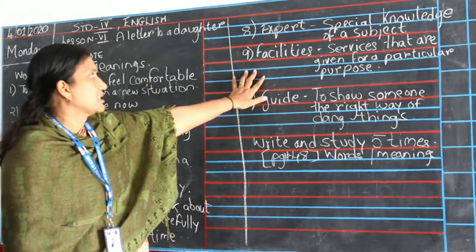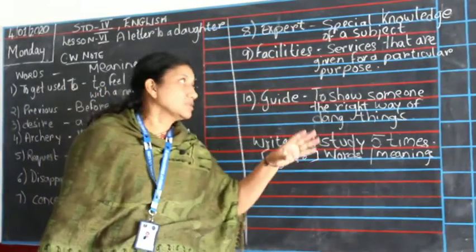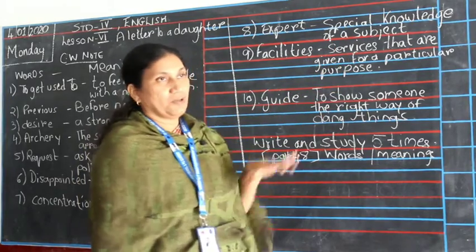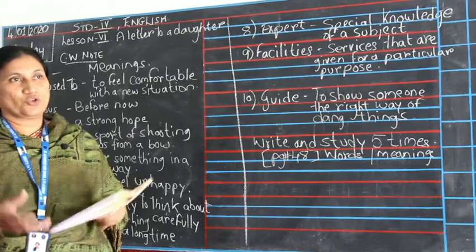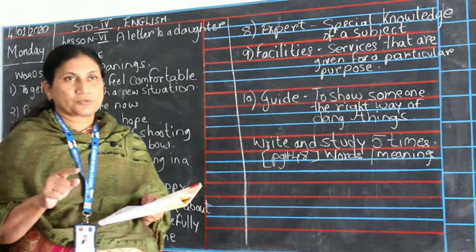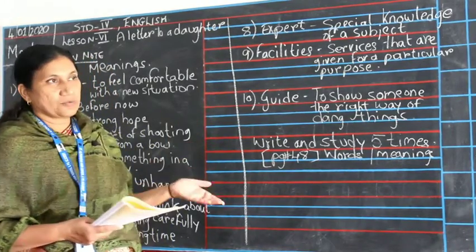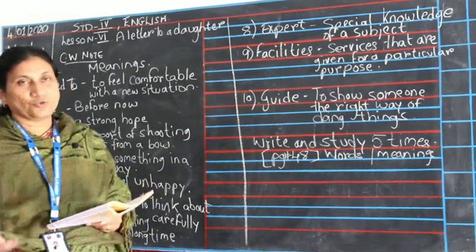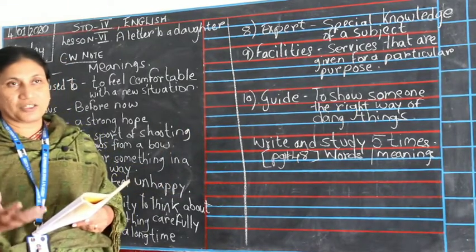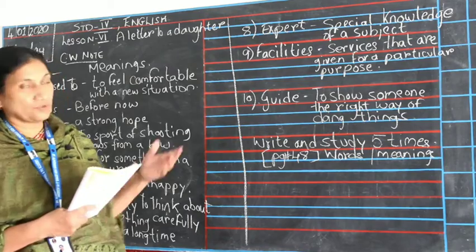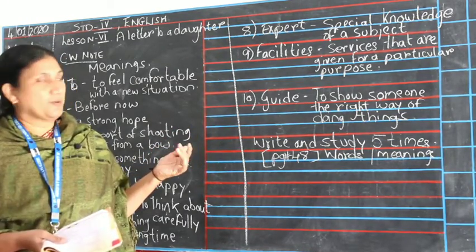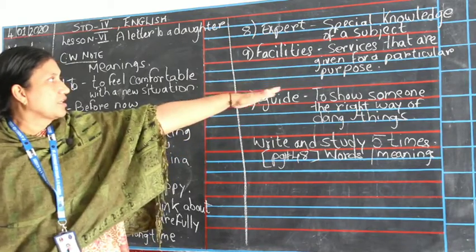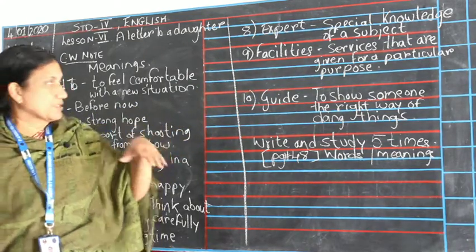Ninth one, children, facilities. Facilities means the services that are given for a particular purpose. Now children, school is a facility. You come to school to do what? You come to school to study. So you come to school to study means a school is giving you services. The school is providing you knowledge. It gives you a lot of knowledge to learn, write, play, everything. So services that are given for a particular purpose.